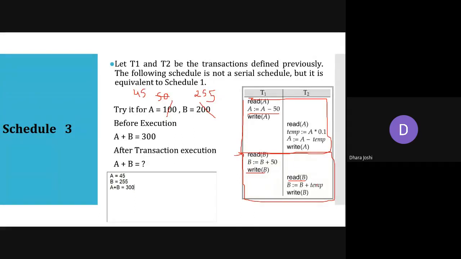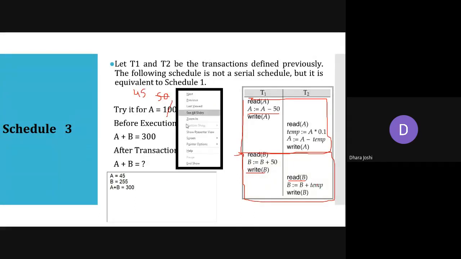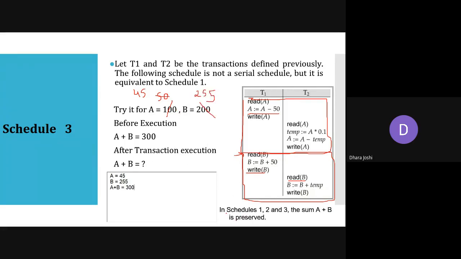So schedule 3, in schedules 1, 2 and 3, the sum A plus B is preserved. So it will be in a consistent state.